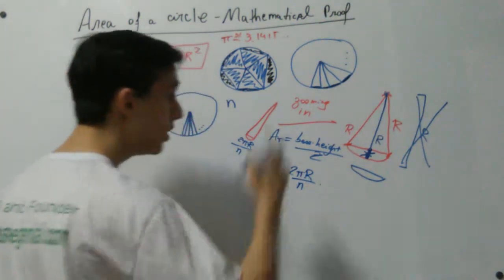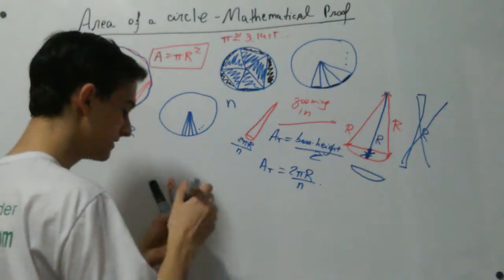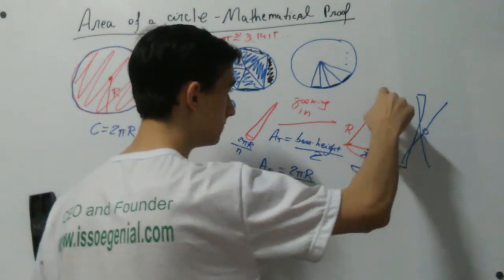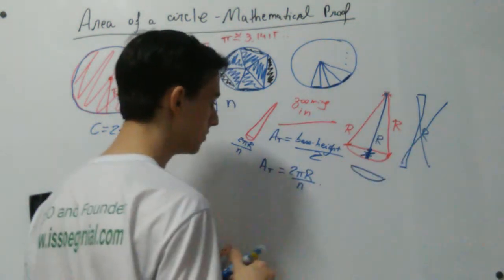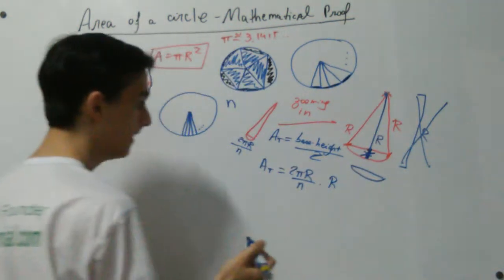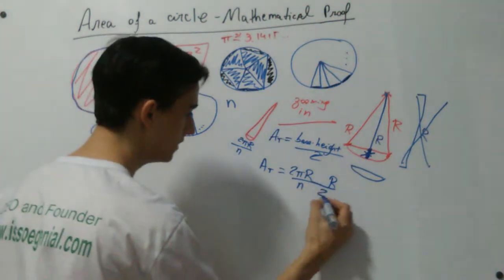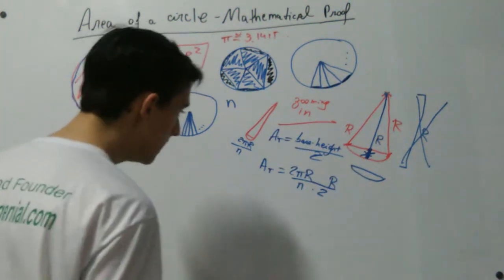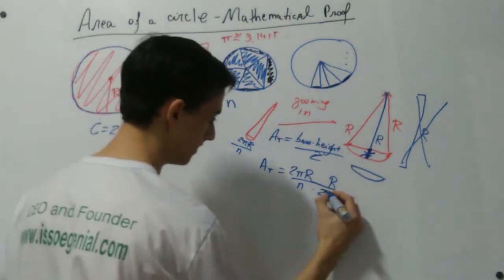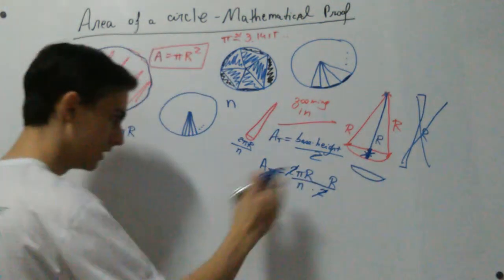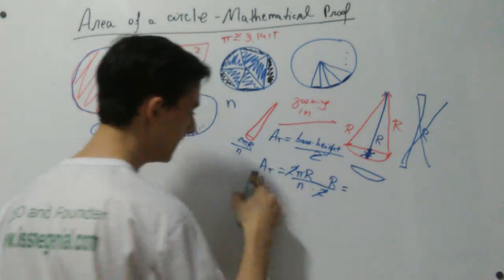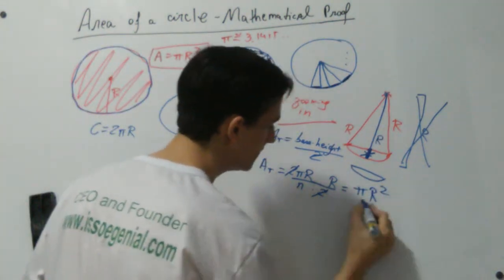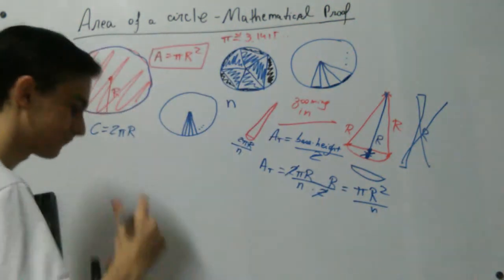And now times height. What's the height of this little triangle? As we saw, this is from this point to this point in the base, which is r. And we divide by 2 because the equation of the triangle has this divided by 2. Now we can see that this 2 here cancels out, and we have the area of a little triangle is pi r squared over n.